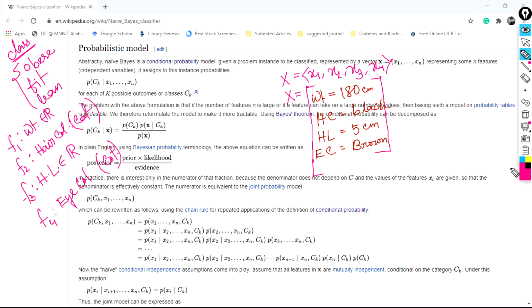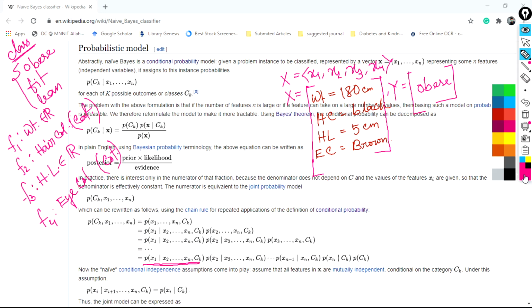For this data point, our class label is obvious. Okay, simple, this is our data point. Now we are interested in calculating the probability. We are just interested in calculating this probability.